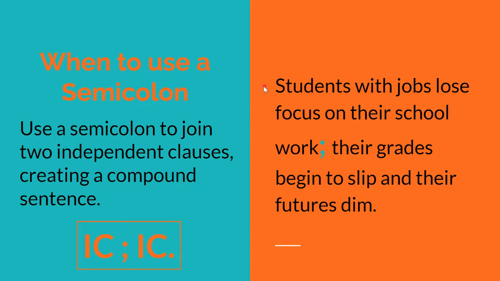For example, students with jobs lose focus on their schoolwork; because that's an independent clause, their grades begin to slip and their futures dim. Also an independent clause, but so closely related that we want to use a semicolon instead of a period. There are other options to make these two independent clauses next to each other work.